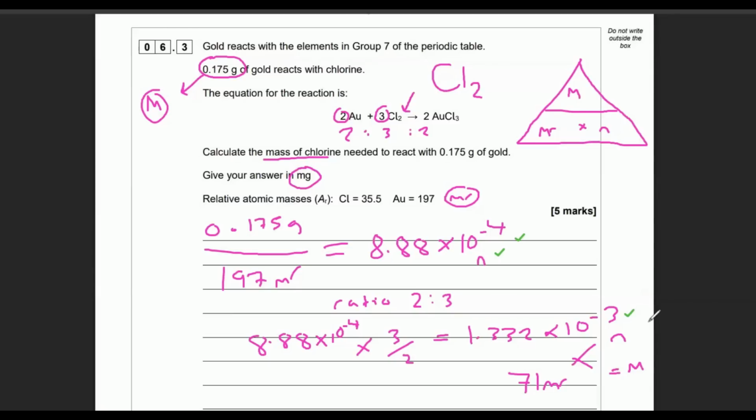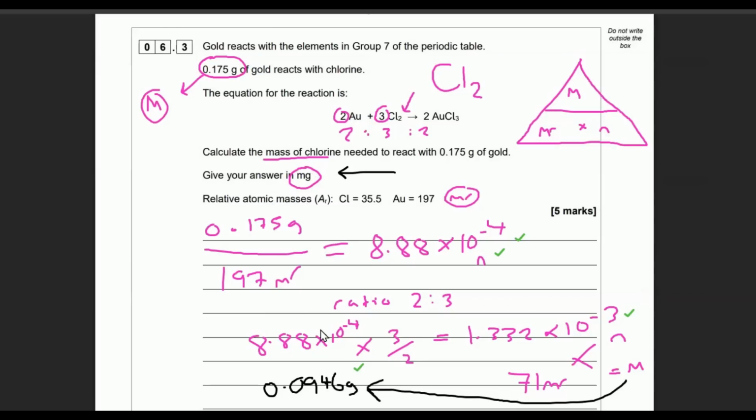Times 71. My mass of chlorine is 0.0946. So, guys, we have got a mass of 0.0946, and that is grams, guys. What have they asked for the answer to be in? So that gives me my 4th out of 5 marks. What have they asked for the answer to be in? They want it in milligrams.